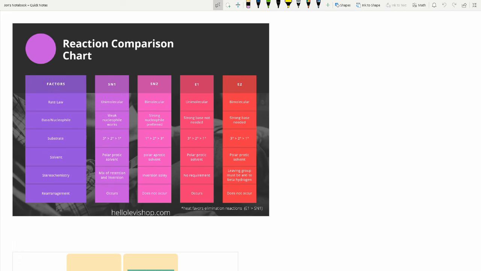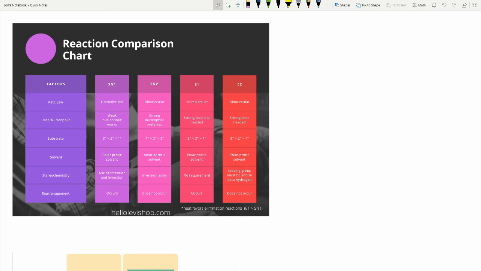SN2 reactions like polar aprotic solvents because the nucleophile isn't as heavily solvated as it would be with a protic solvent. Now we can think of this as a concept of steric hindrance. Less hindrance, in this case the less protic solvent, the more freely the nucleophile is able to react. Some examples of polar aprotic solvents that you'll see are DMF, acetone, DMSO, and DME.